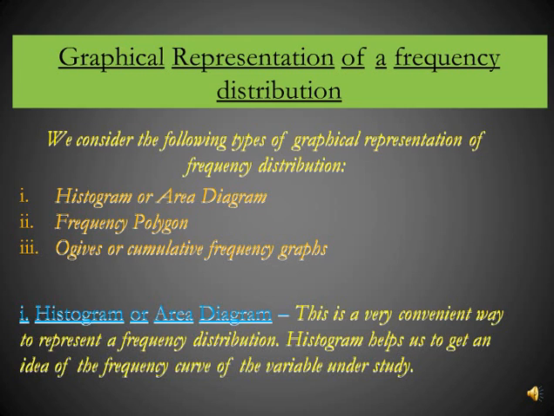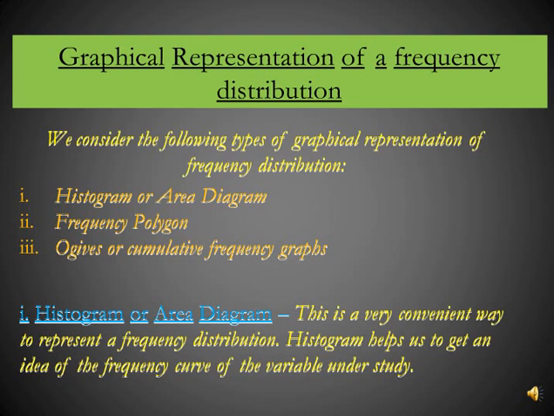This is a very convenient way to represent a frequency distribution. Histogram helps us to get an idea of the frequency curve of the variable under study. In order to draw histogram, the class limits are first converted to the corresponding class boundaries, and a series of adjacent rectangles, one against each class interval, with the class interval as base or breadth and the frequency, or frequency density usually when the class intervals are not uniform, as length or altitude is shown in the graph.